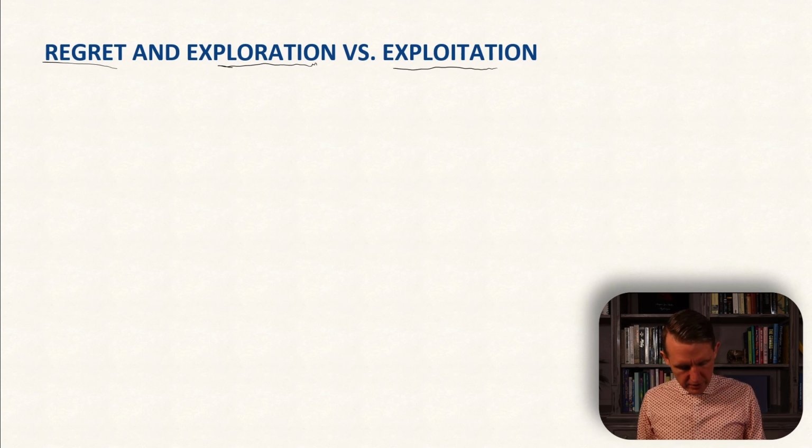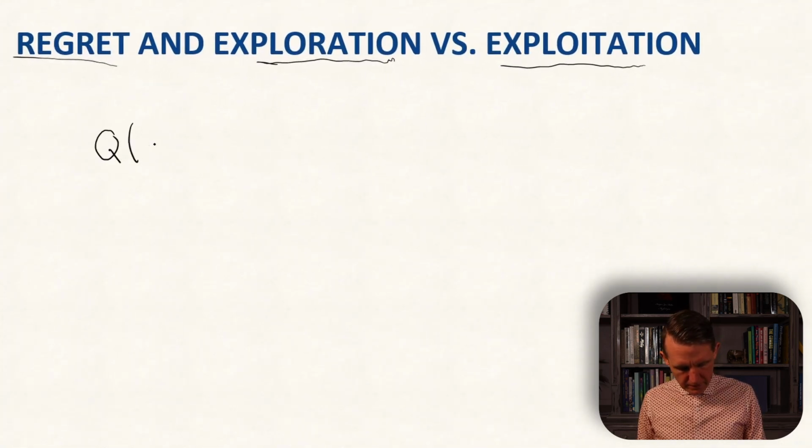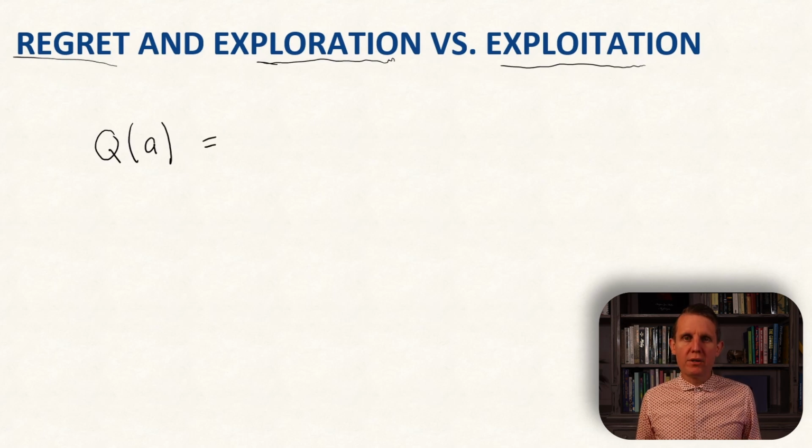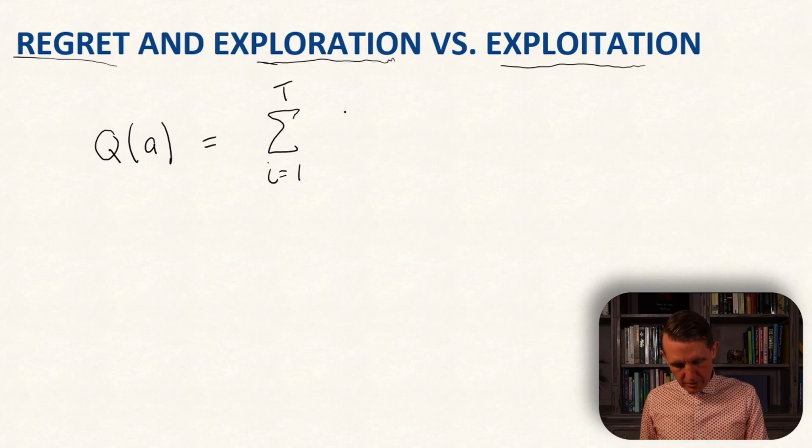We define the Q-value, Q(a), as simply the average reward we've received from playing arm a so far. This can be defined more formally as the sum, starting at i equals 1 up until round t, which is the current round, of the reward we received if we played arm a in step i. If we didn't play arm a in step i, this X here would be 0, otherwise it will be the reward that we received.